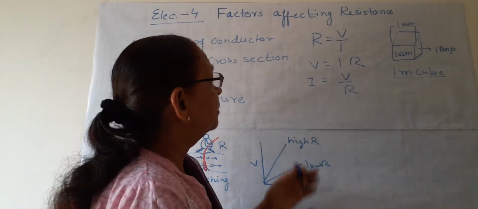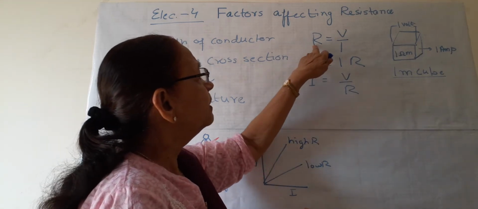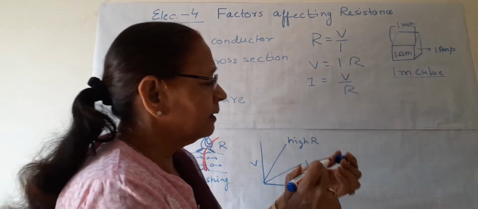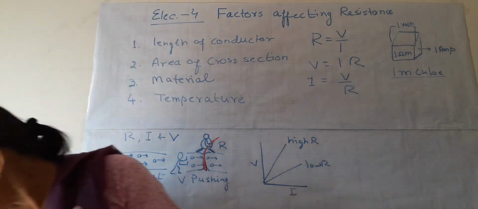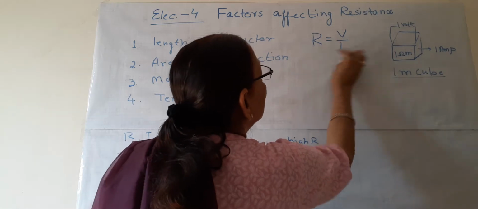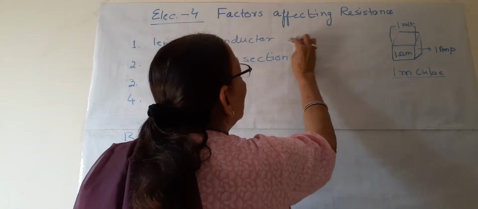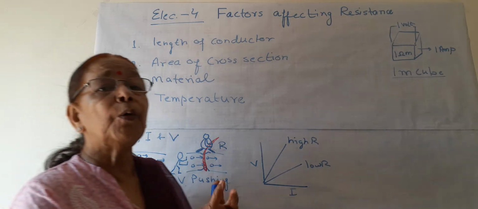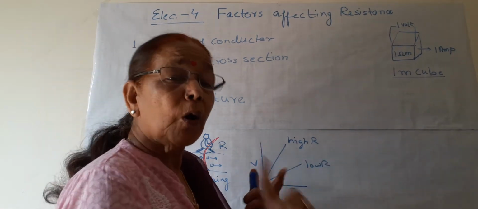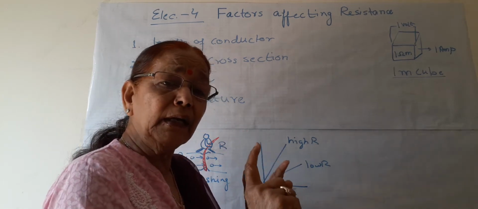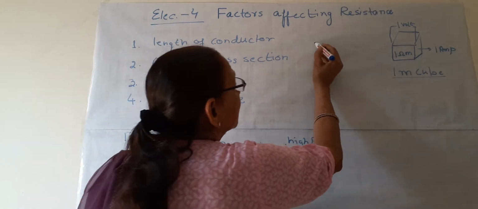So this is about Ohm's law and this is the resistance of the conductor. This resistance, as we know, does not change with V or I. V and I both do not affect the resistance of a conductor in an electric circuit.